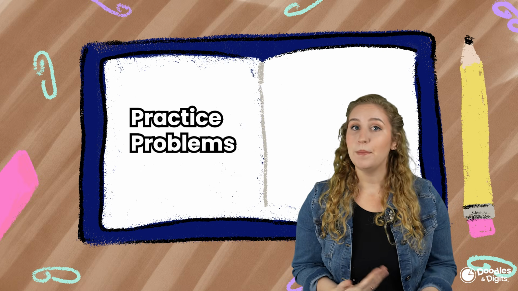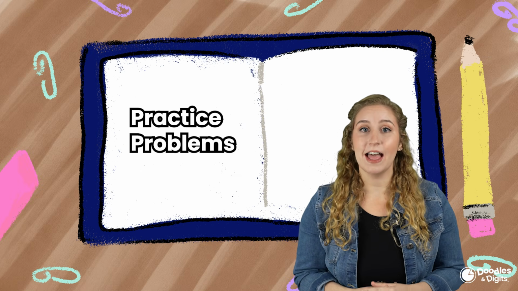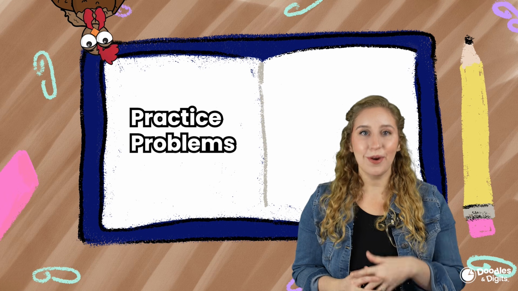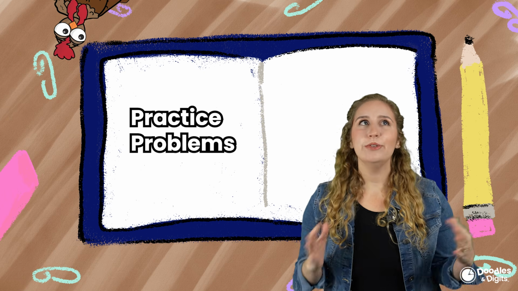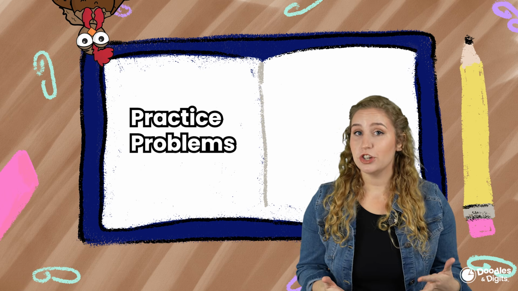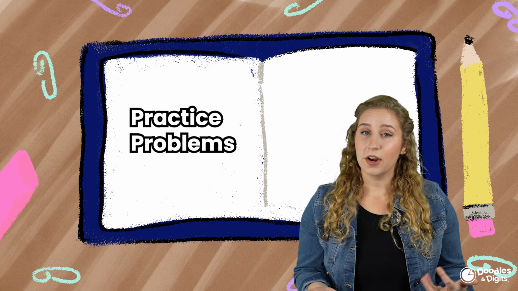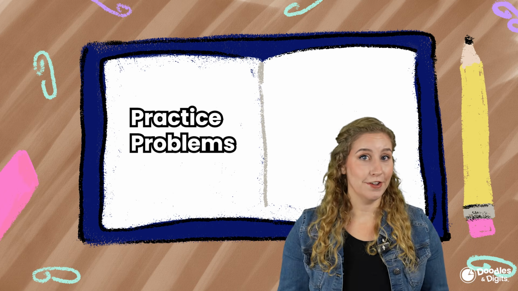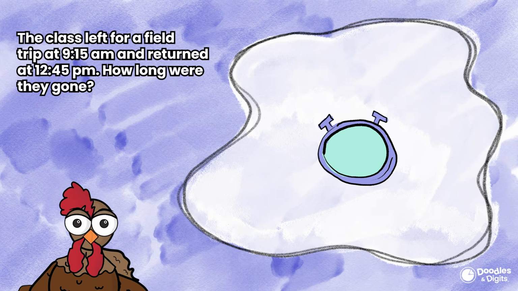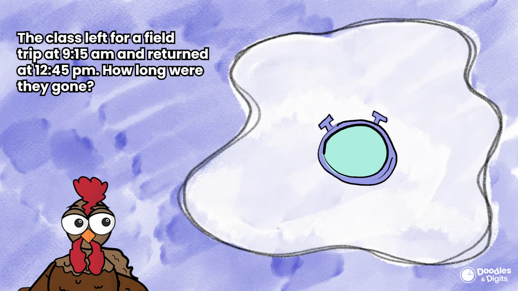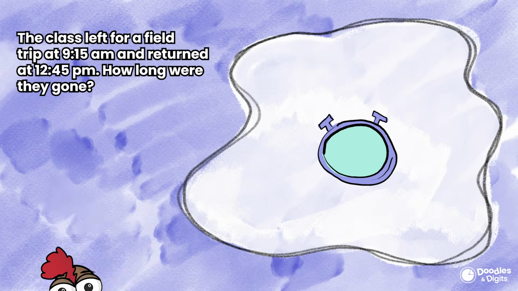Now that we've done a couple problems together trying to find elapsed time, let's see if you can do a few on your own. Make sure you take your time, use whatever strategy works best for you, grab a clock, or just some paper to try to see if you can figure out these problems. The class left for a field trip at 9:15 a.m. and returned at 12:45 p.m. How long were they gone?